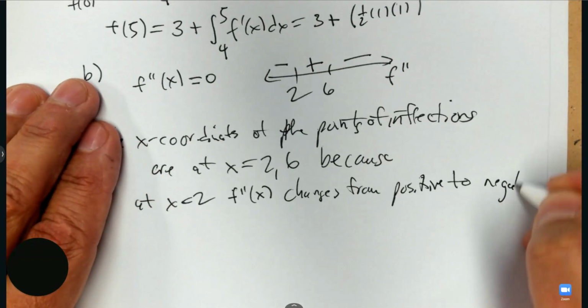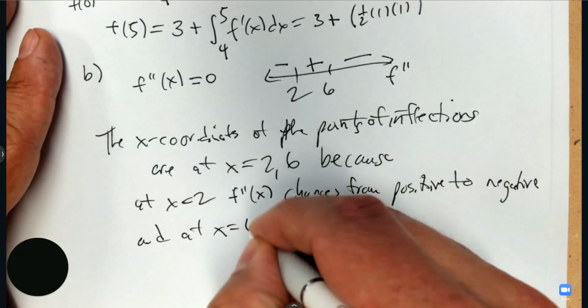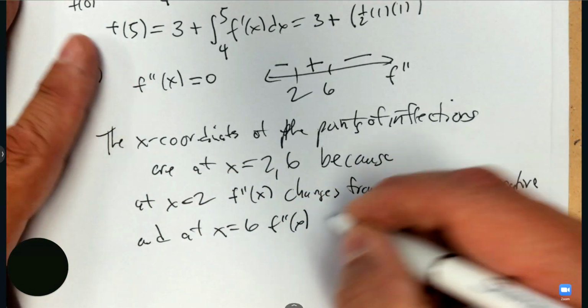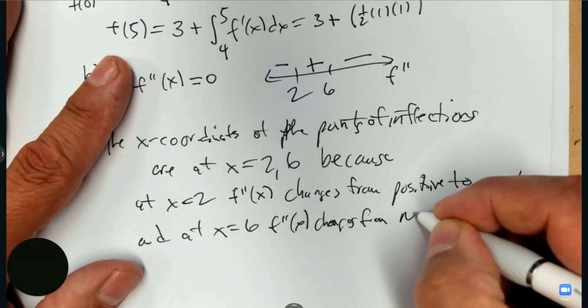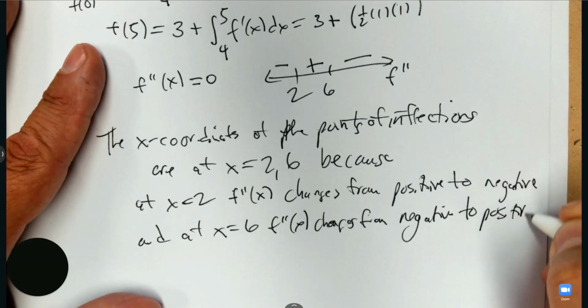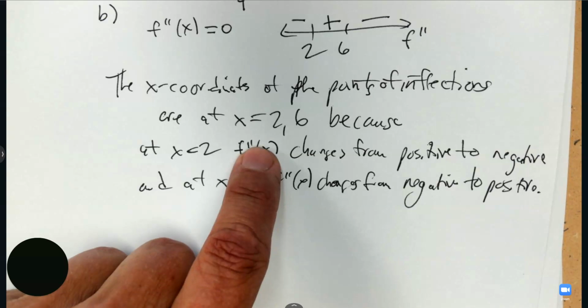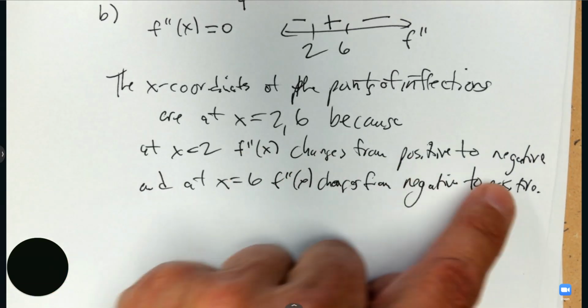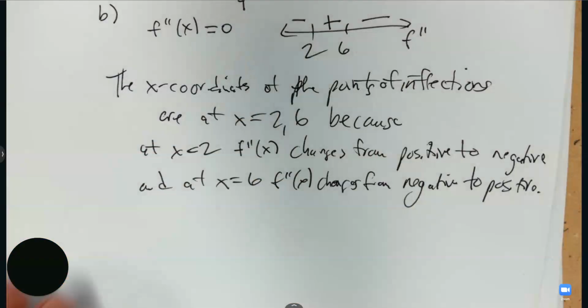You can either describe it with the first or second derivative. But we're saying more than the sign changes. We're saying the second derivative changes from positive to negative. Here we're saying the second derivative changes from negative to positive. We're seeing that it changes.